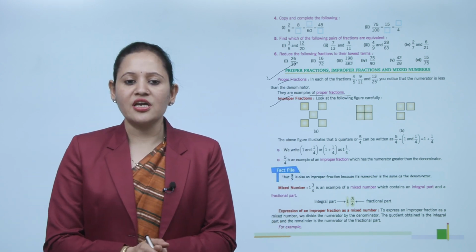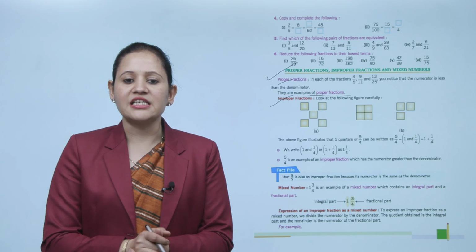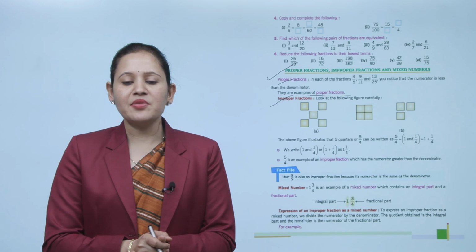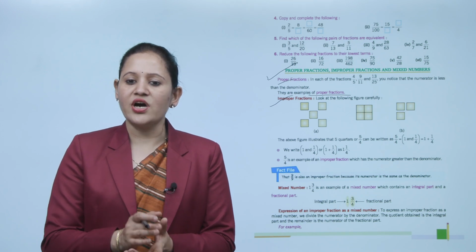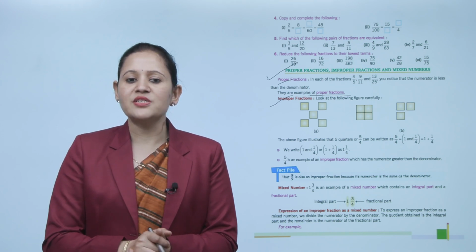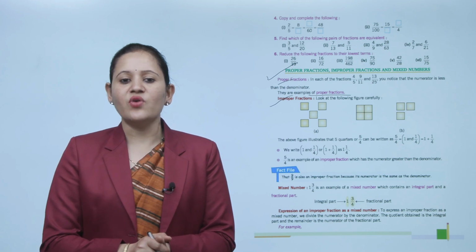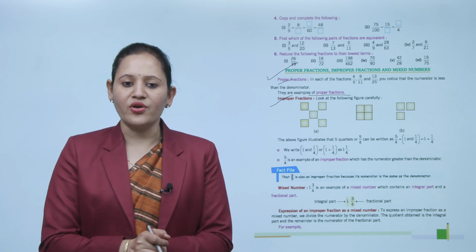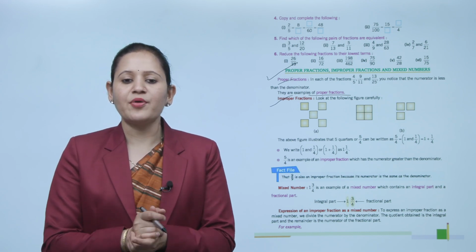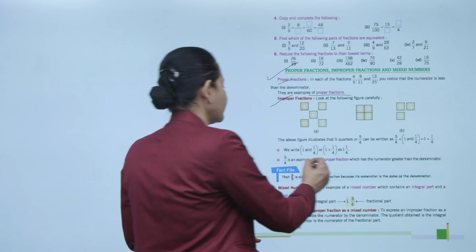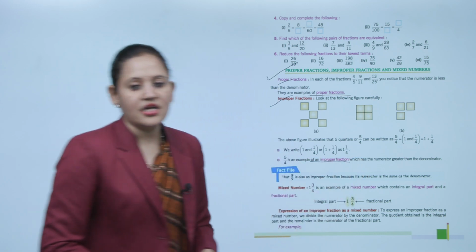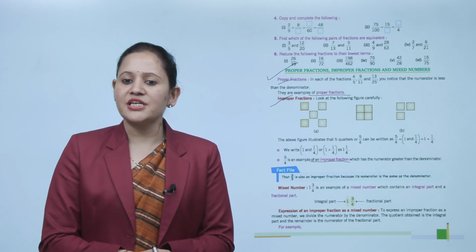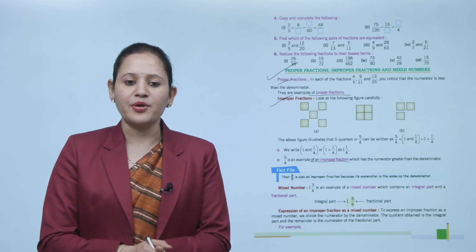Look at the following figure carefully. The above figure illustrates that 5 quarters or 5 by 4 is equal to 1 and 1 by 4, that is 1 plus 1 by 4. So, we write 1 and 1 by 4 or 1 plus 1 by 4 as 1 1 by 4. So, 5 by 4 is an example of an improper fraction. In improper fractions, the numerator is always greater than the denominator. So, it is an improper fraction.